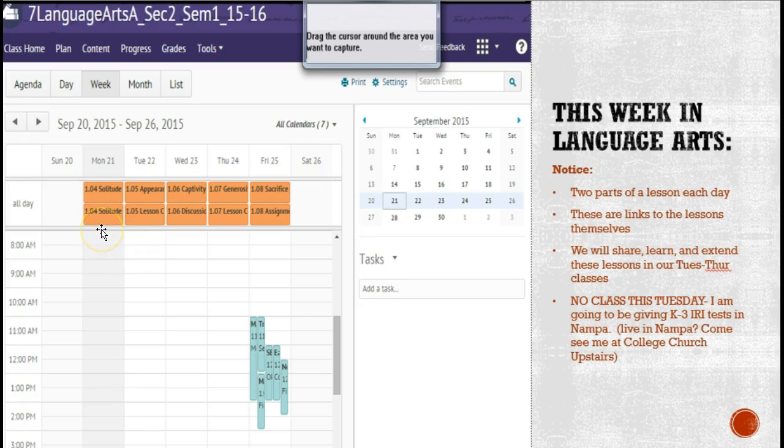So as you can see, there are two parts to each lesson this week. The links to these lessons are right here. Mine are orange, I believe yours are blue, but when you click on these lessons, it opens up a box and you can click and go right to the lesson. During our weekly classes this week, we're going to share, learn, and extend these lessons. And there's no class on Tuesday, again, because I am going to be in Nampa giving IRI tests.